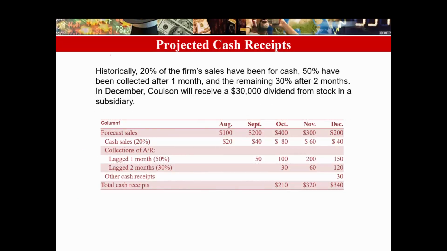We have further details regarding the company's collection policy. Historically, 20% of the firm's sales have been for cash, 50% have been collected after a month, and the remaining 30% after 2 months. In December, Coulson will also receive a $30,000 dividend from a stock in a subsidiary. So they do have an investment in a subsidiary, and they expect to receive a $30,000 dividend from that company.